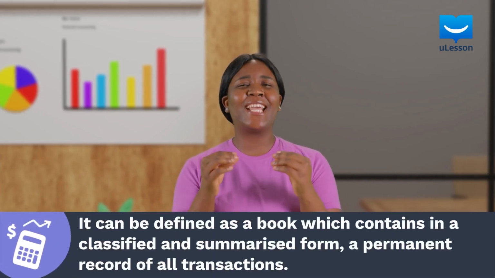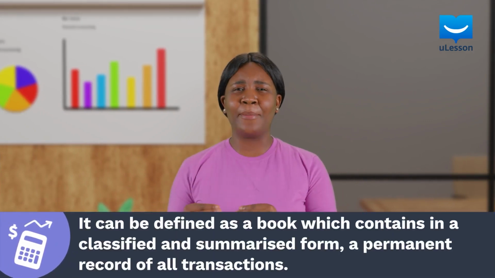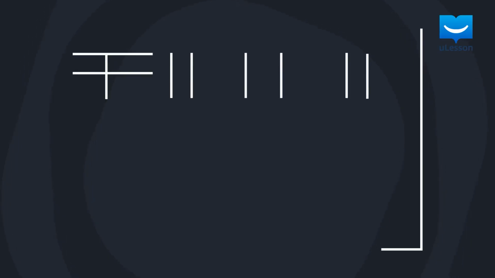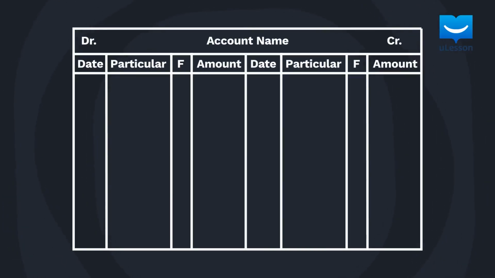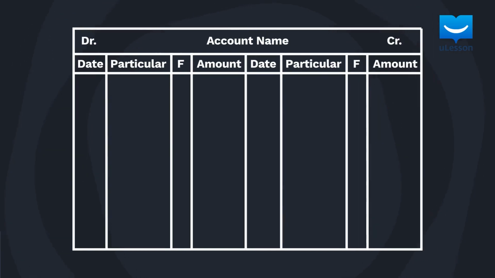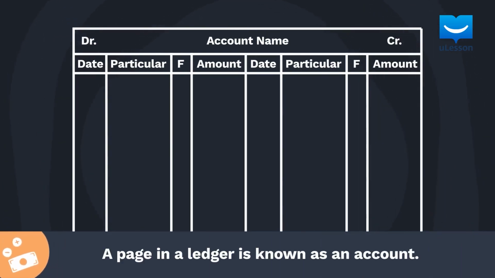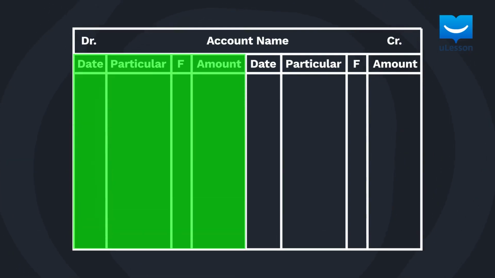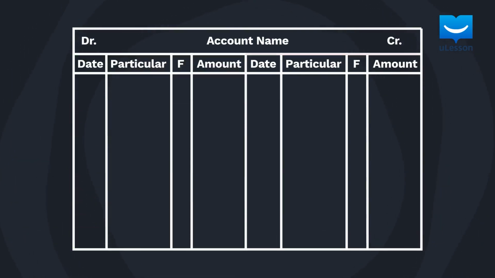It can be defined as a book which contains in a classified and summarized form a permanent record of all transactions. The ledger is used for double entry bookkeeping. That is, its pages are divided into two, the debit and the credit. A page in a ledger is known as an account. The left side of the account is the debit side, and the right side of the account is the credit side.